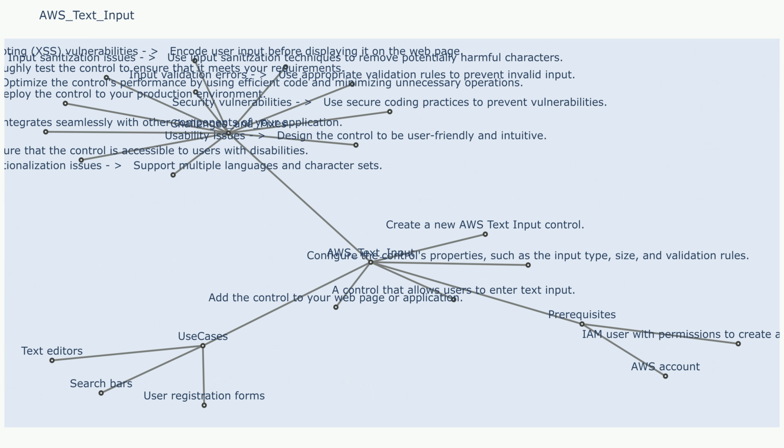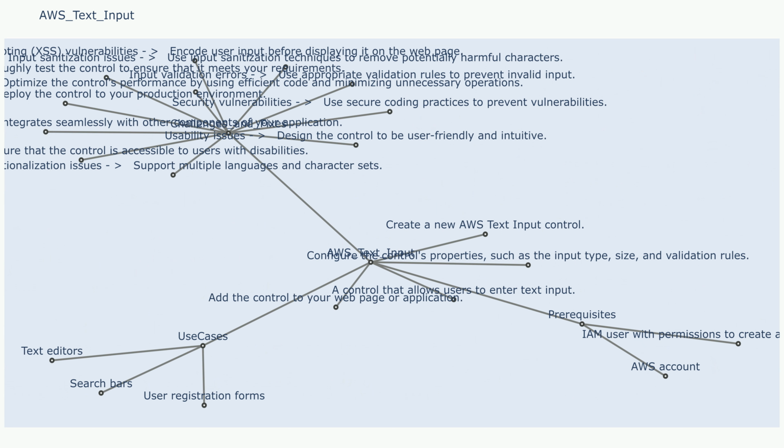Internationalization issues. Support multiple languages and character sets. Use a localization framework to support different languages and regions. Use Unicode characters to support a wide range of languages. Test the control in different locales to ensure that it displays correctly.